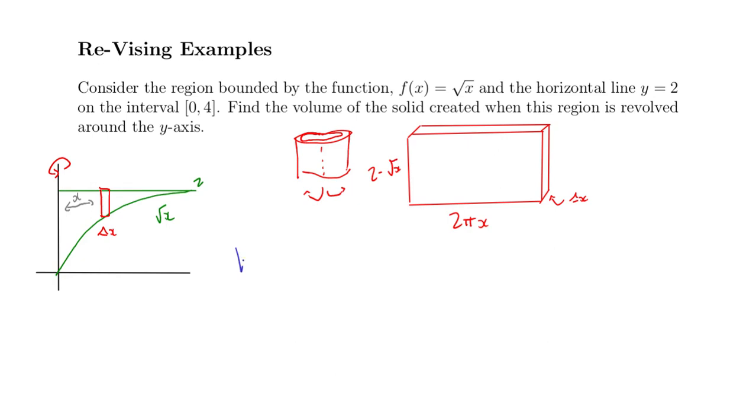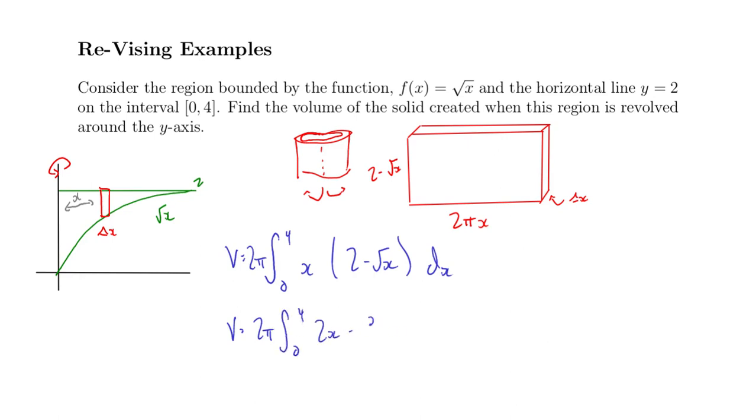So our volume ends up being the integral from 0 to 4. Let me factor my 2 pi out front of X times 2 minus the square root of X dx. Notice we're not squaring our function here because we don't need to square anything in terms of radii squared. We're just multiplying by a height to find this area of our rectangle. So we've got 2 pi integral from 0 to 4 of 2x minus x to the 3/2 dx.